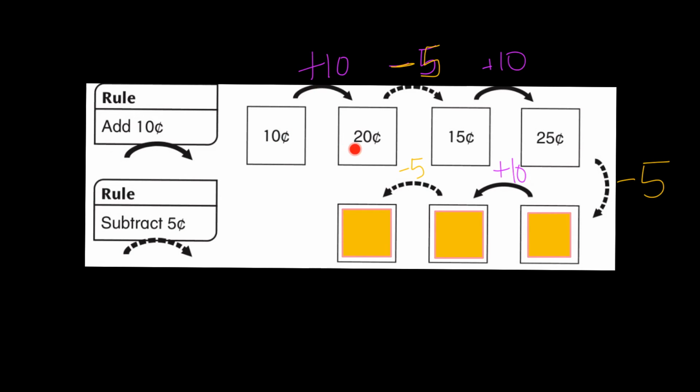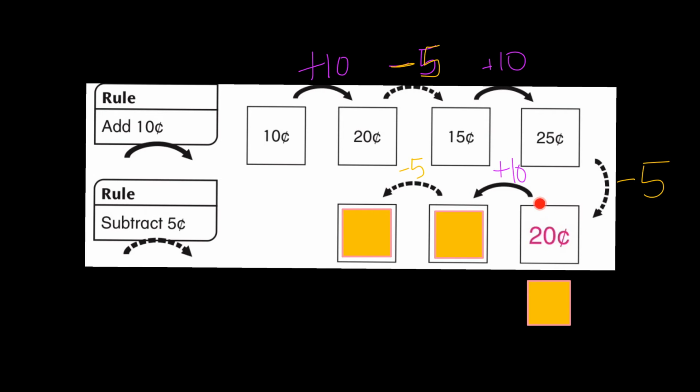Okay, 10 plus 10 is 20. 20 minus 5 is 15. 15 plus 10 is 25. 25 minus 5, what's going to be right here? Write that on your boards. What's going to be right here? If you said 20, you were right.